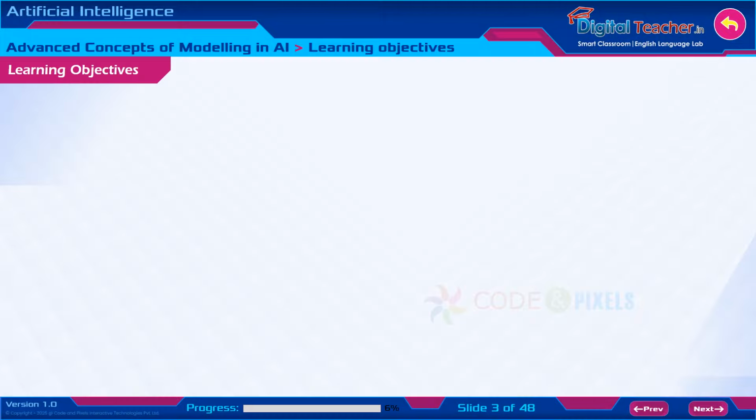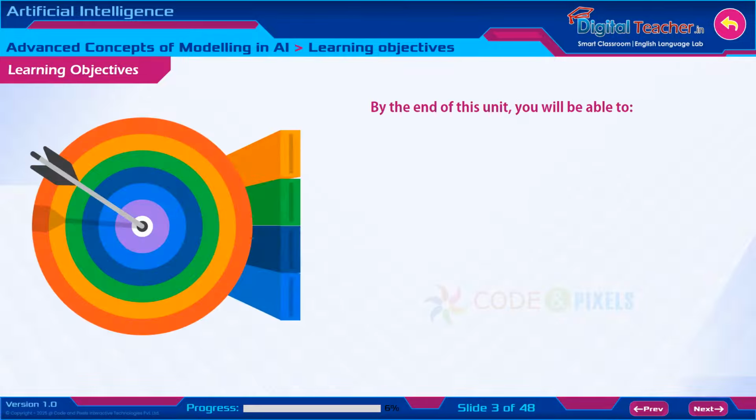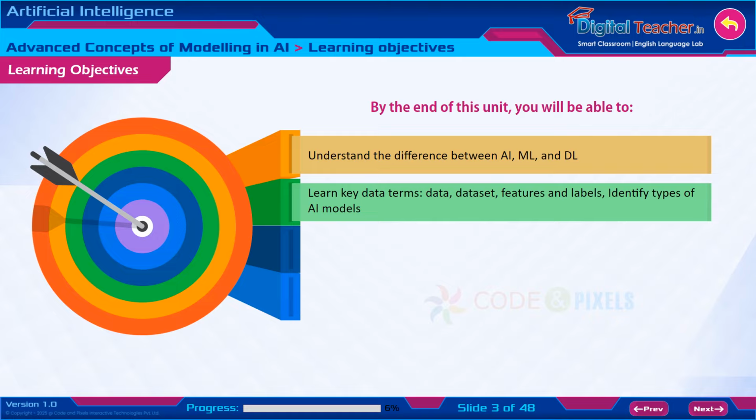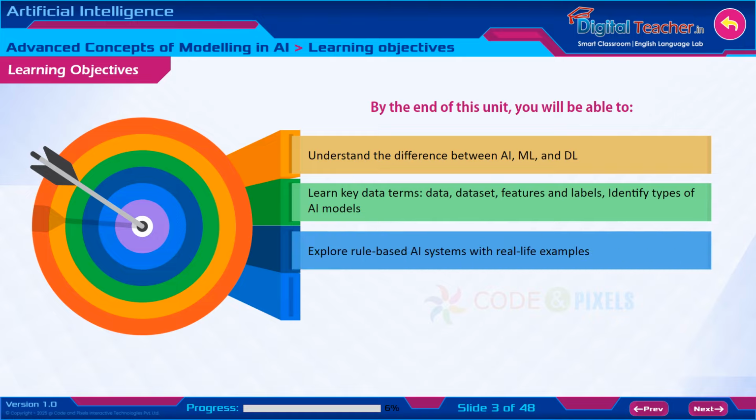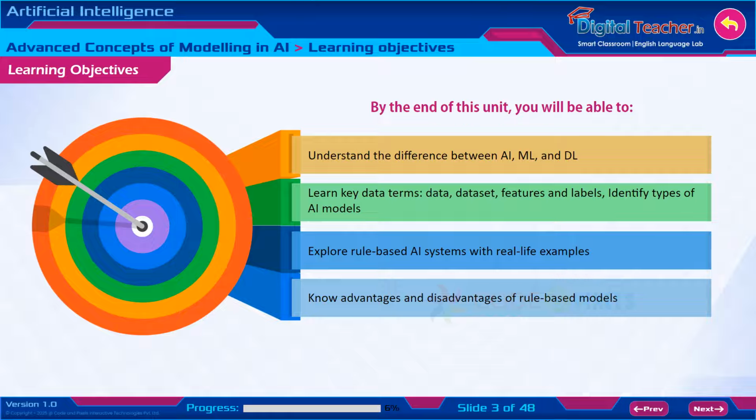Learning objectives. By the end of this unit, you will be able to understand the difference between artificial intelligence, machine learning, and deep learning. Learn key data terms: data, dataset, features and labels. Identify types of AI models. Explore rule-based AI systems with real-life examples. Know advantages and disadvantages of rule-based models.